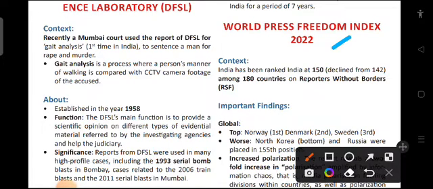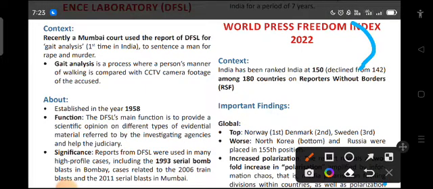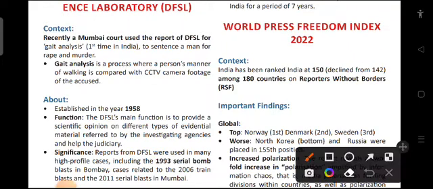What is the context? India has been ranked at 150, declined from 142 among the 180 countries on Reporters Without Borders World Press Freedom Index. So this particular index is released by this RSF, and India has deteriorated in the ranking from 142 to 150.